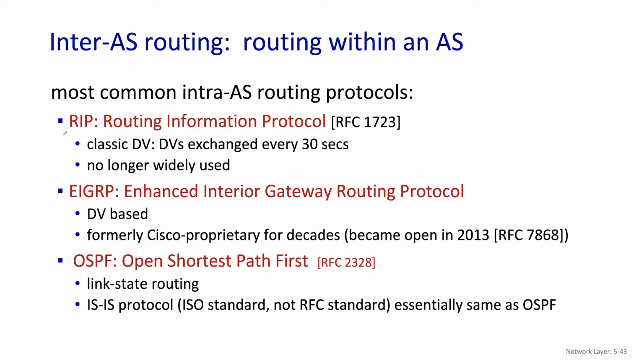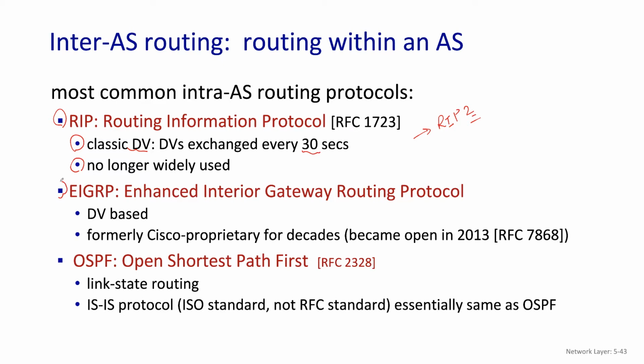So some examples of inter-domain or inter-autonomous system routing. One of them is RIP, which is not commonly used nowadays. Maybe RIP2 might be used in some places, but the original one is not as common as it used to be. Most of the time, RIP is classical distance vector based, and the distance vector tables are updated every 30 seconds. So as we mentioned before, it's no longer widely used.